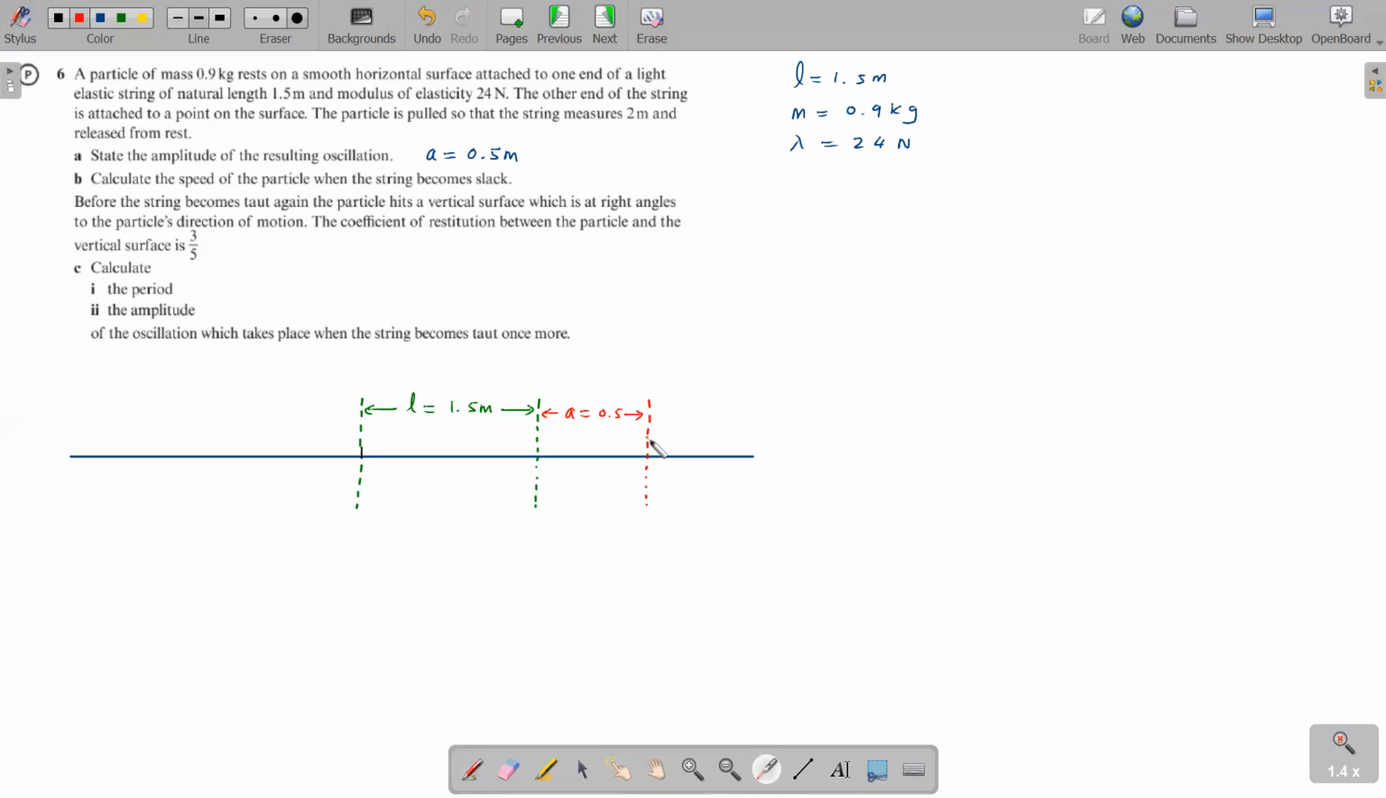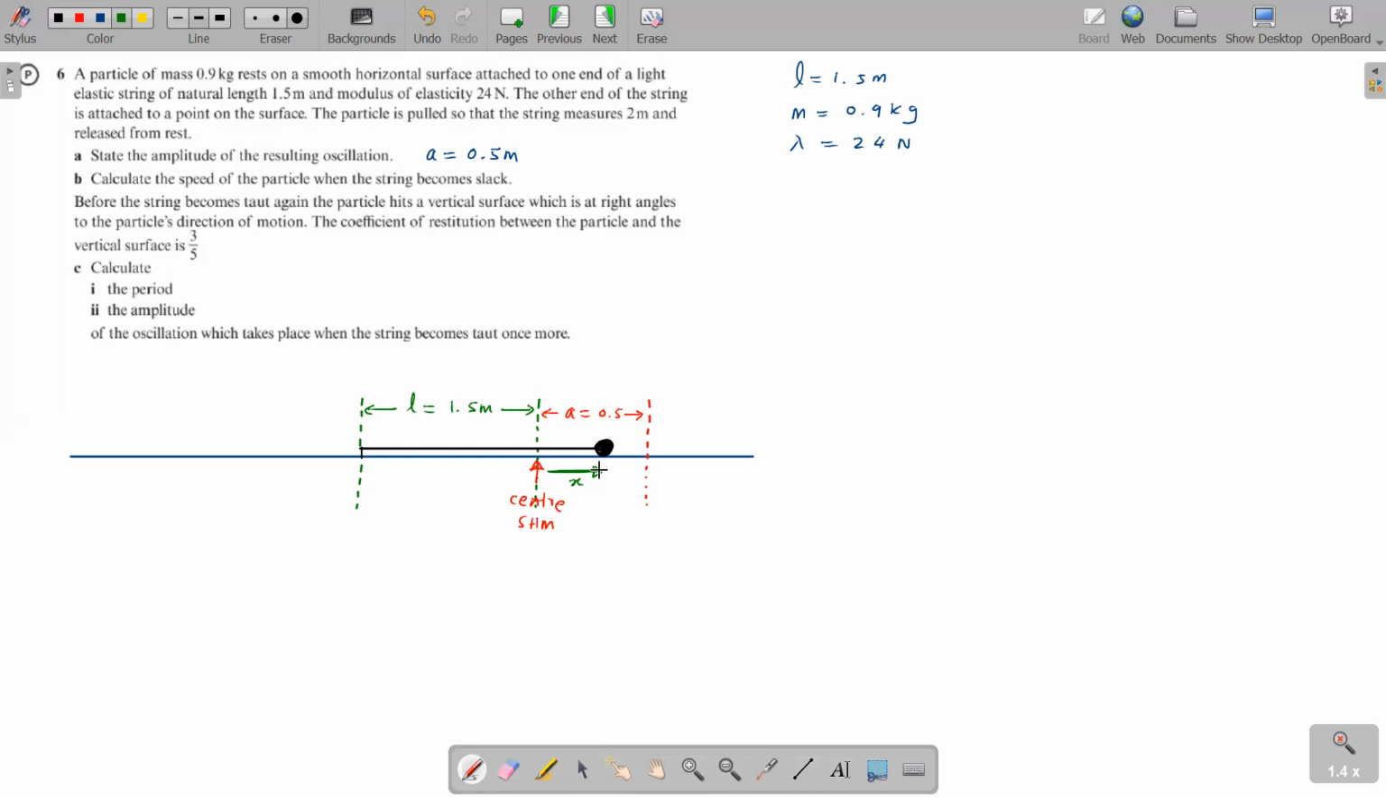So they say calculate the speed of the particle when the string becomes slack. First, let's get the equation. Let's get the x double dot equals minus omega square x, the characteristic equation. Are you with me? So to get the characteristic equation, what do we do? We have to consider the particle at a general point. And then you know what we should do here. We measure x from the center of the SHM. So you know where the natural length ends. That's the center of your SHM. So x is measured from this point onwards, from the center.